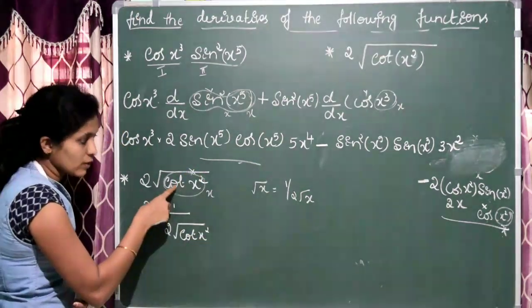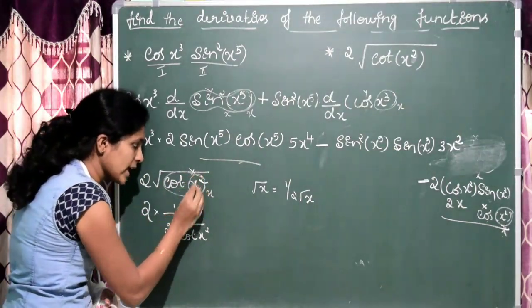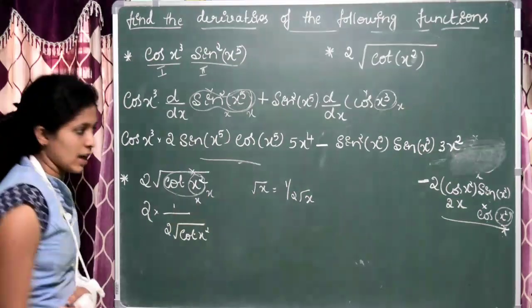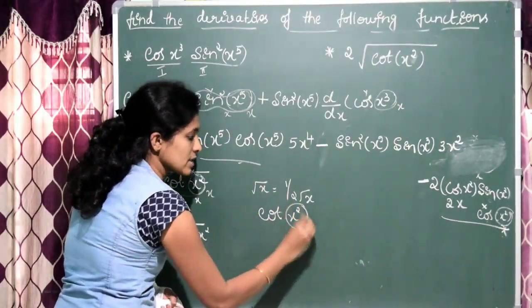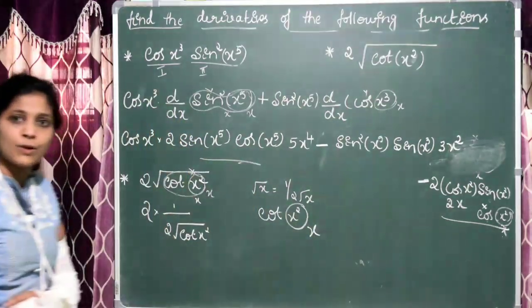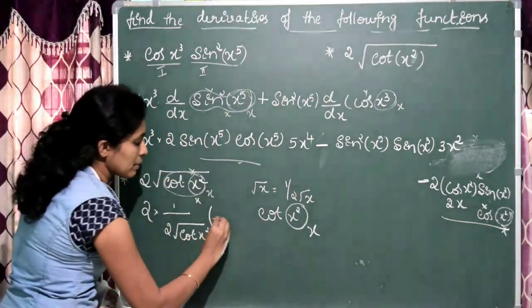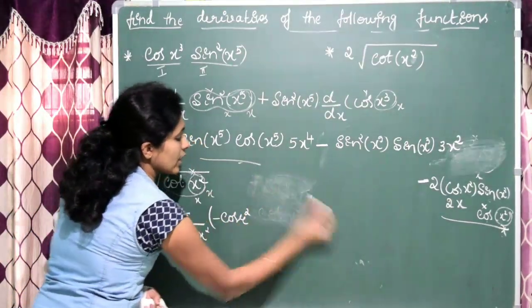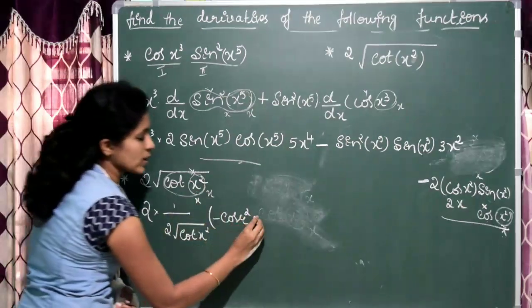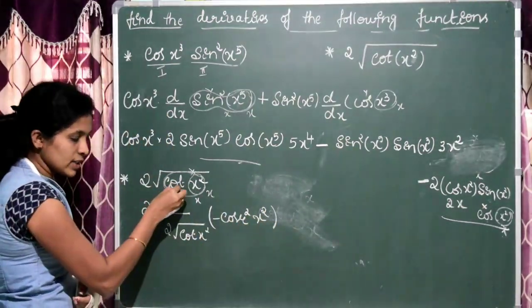Now you have to find the derivative of cot x square. What is it? Now you have to consider this x square as x. Is it clear? Now you have to find the derivative of cot x square. For this you have to consider this as x. Now what is the derivative of cot x? Minus cosecant square x. So this will be now minus cosecant square of, what is the x here? X is we have considered as x square. So this is now minus cosecant square of x square.